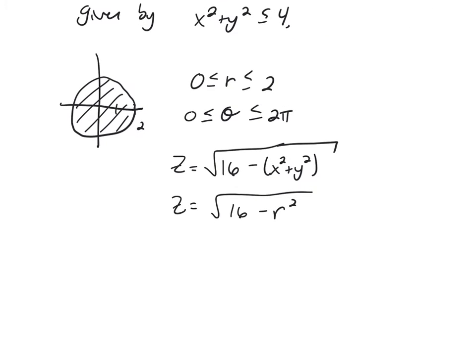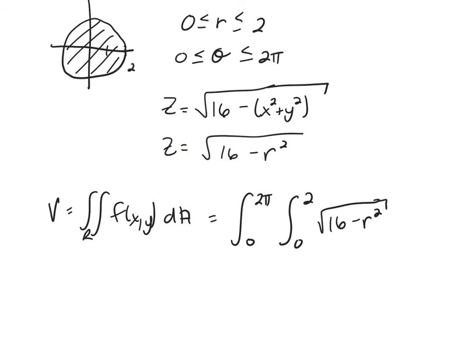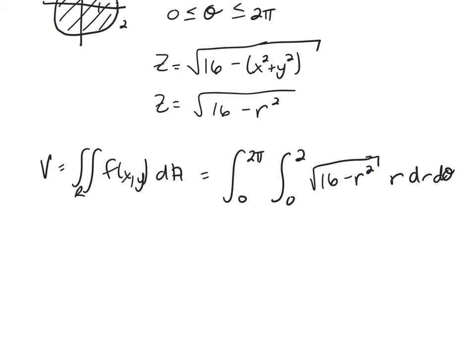So now find this volume. It's the double integral over R of my function. It's the integral from 0 to 2 pi, r goes from 0 to 2, the square root of 16 minus r squared. And then don't forget, we're switching to polar, so we're going to have an extra r here, r dr d theta. So this integral, we need to integrate with respect to r. You can do it as a u substitution. u would be 16 minus r squared.